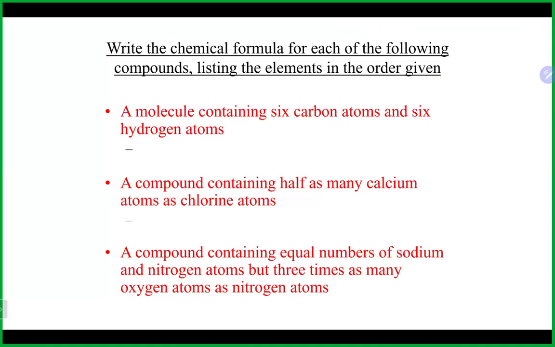So we're looking for a molecule that contains 6 carbon atoms. So carbon is C, and 6 would go next to it. And 6 hydrogen atoms. Hydrogen is H, and again, we would put a 6 next to it. So that would be our formula there.